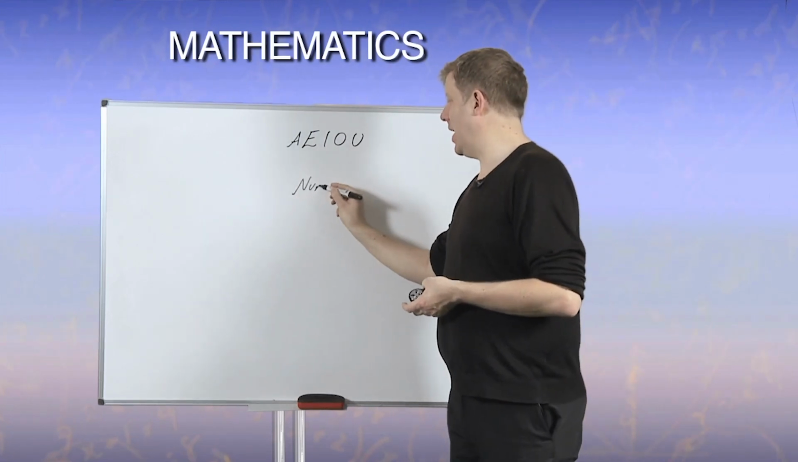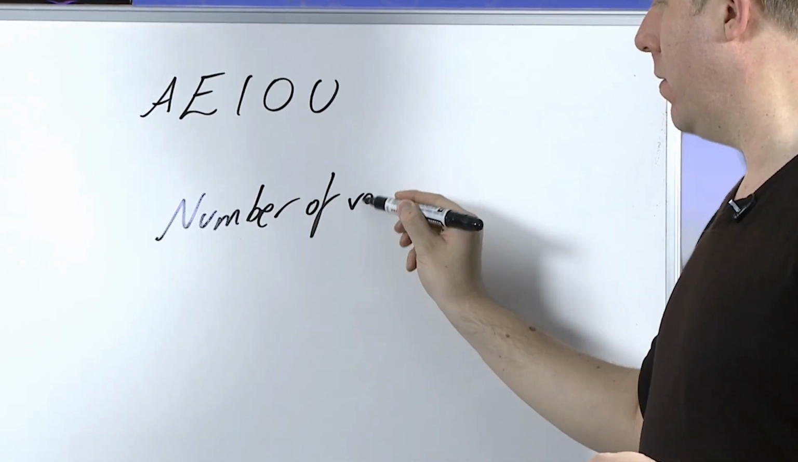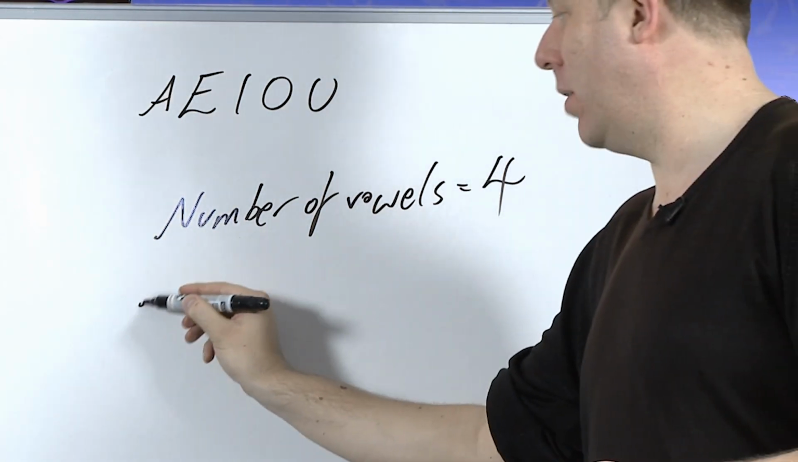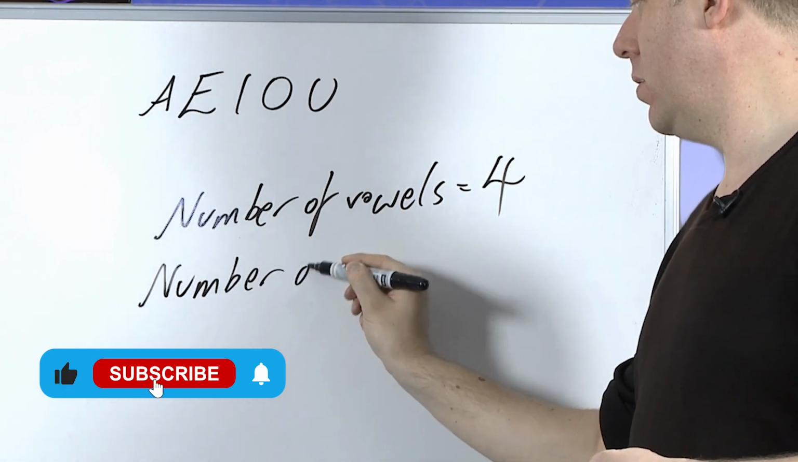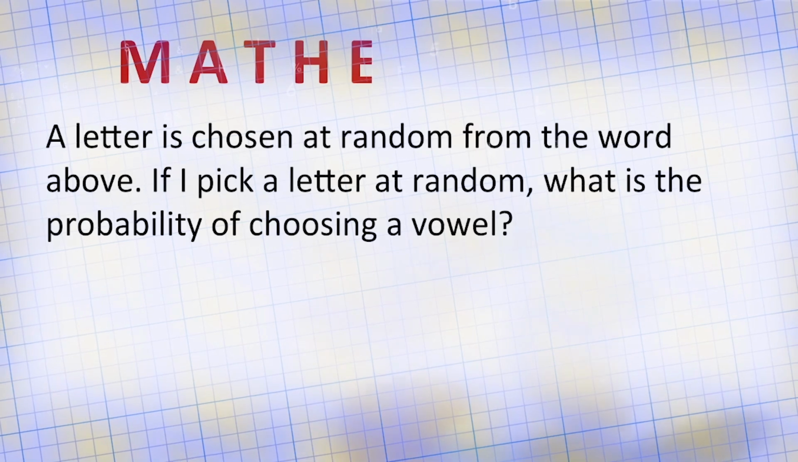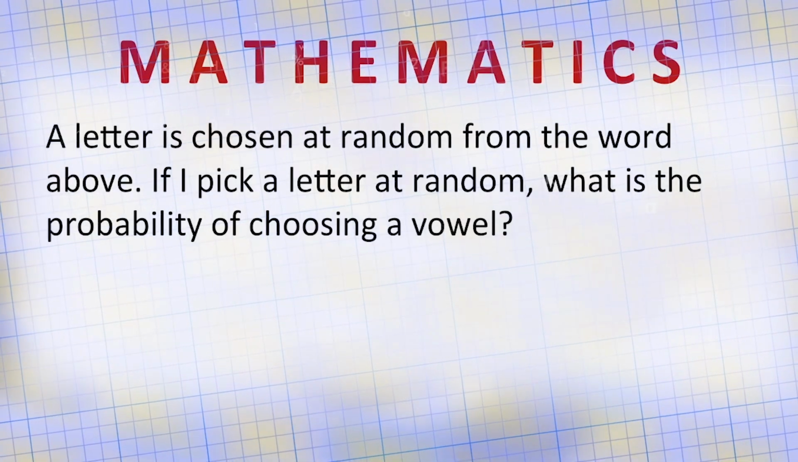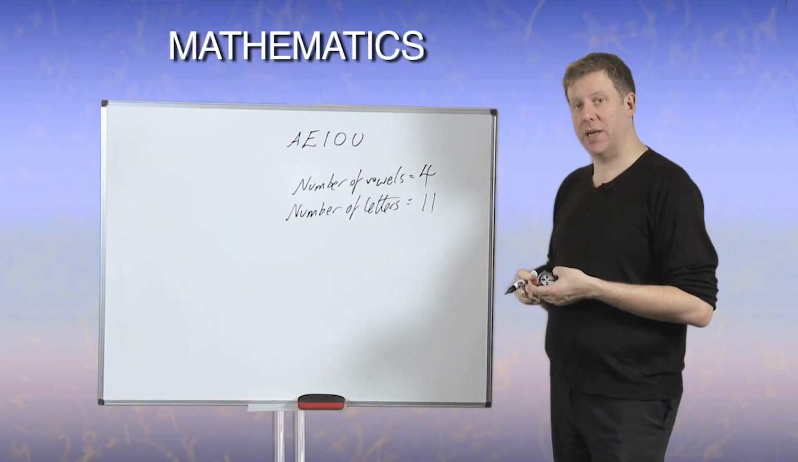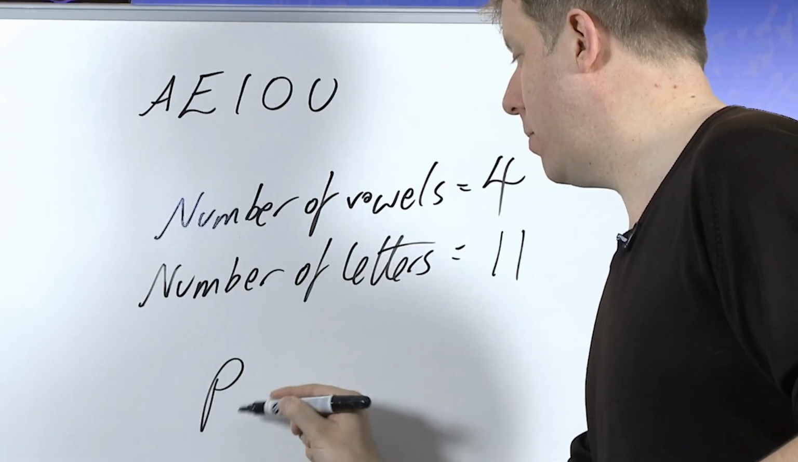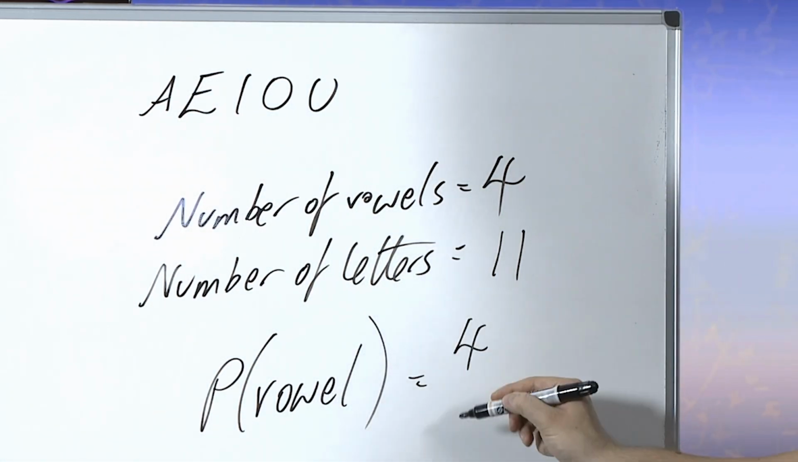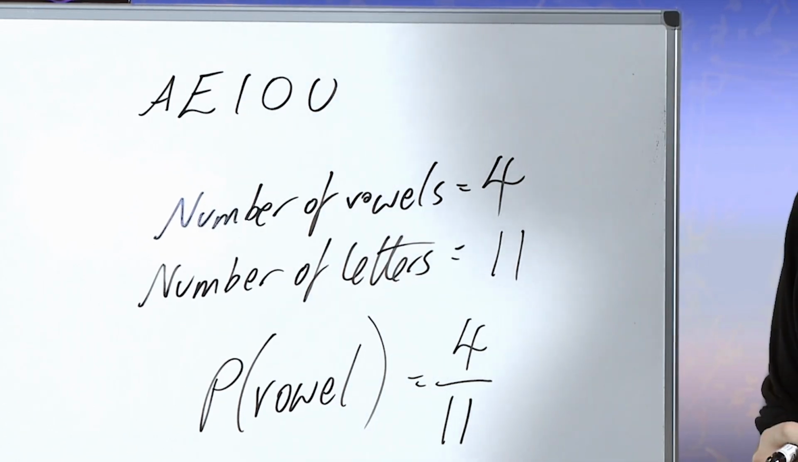So the number of vowels I have is 4. And the number of letters I have in my word altogether, we can count them up. 1, 2, 3, 4, 5, 6, 7, 8, 9, 10, 11. So there's 11 letters in total. And these are the 2 numbers I'm going to need to write my probability. And my final answer is the probability of selecting a vowel when I pick a letter is 4 over 11. Now that fraction can't be simplified, so we leave it as it is.